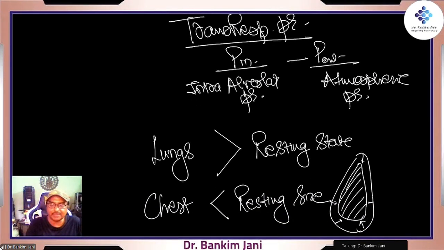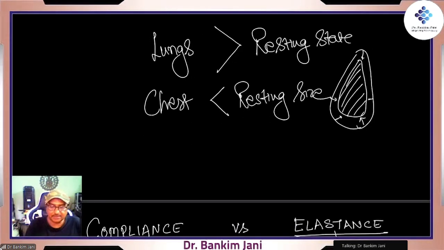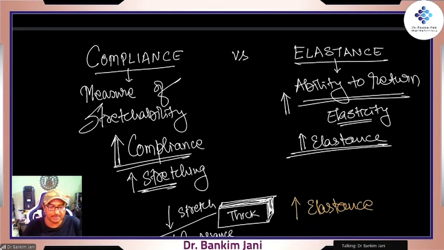Trans-respiratory pressure is the intra-alveolar pressure, the pressure inside the alveoli, all the way to the atmospheric pressure, the full length. So lungs in resting state are more expanded, so the lungs try to collapse. The chest in resting state is less collapsed, so it will always try to expand. Here it is compliance versus elastance. Very important point.